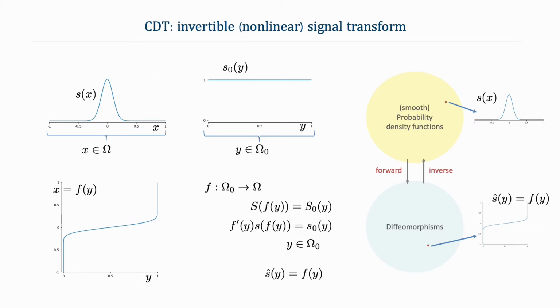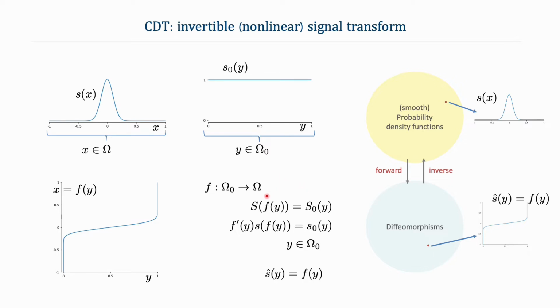So in summary, we can think of the CDT as an invertible nonlinear signal transform. In other words, we can represent a signal S of x as this function f of y, which is what we called the transform of S, and we denote the transform as S hat. This S hat, or this transform f, is a mapping from the domain of a reference function S naught to the domain of our original signal S of x.